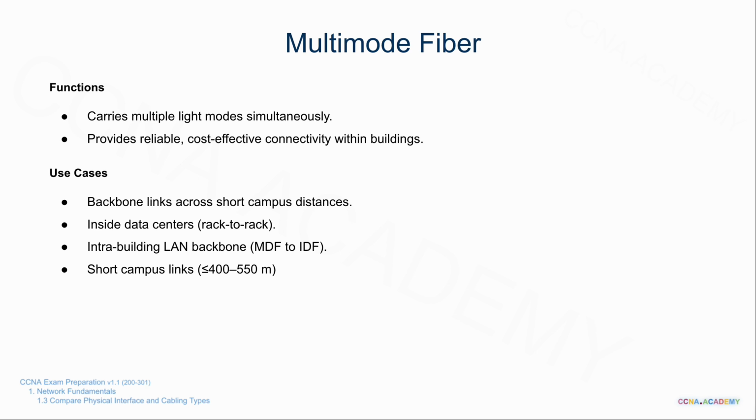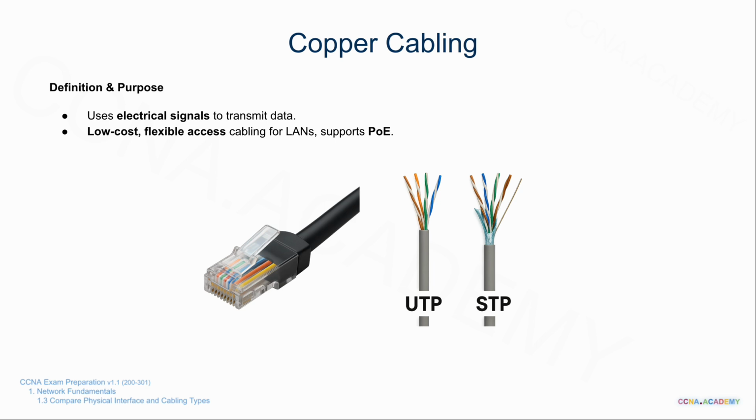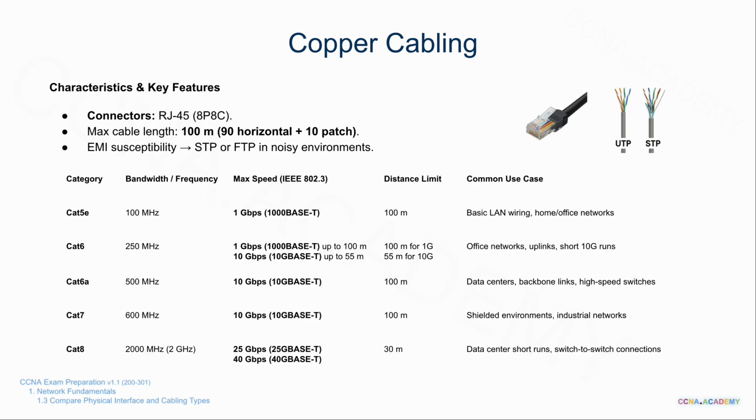Copper cabling transmits data using electrical signals over twisted pair or coaxial cables. Its purpose is to deliver cost-effective and flexible connectivity for local area networks and access networks. Copper cabling includes unshielded twisted pair, shielded twisted pair, and coaxial designs. Standards like Cat5e, Cat6, and Cat6a define bandwidth and performance. The maximum length for Ethernet over twisted pair is 100 meters.